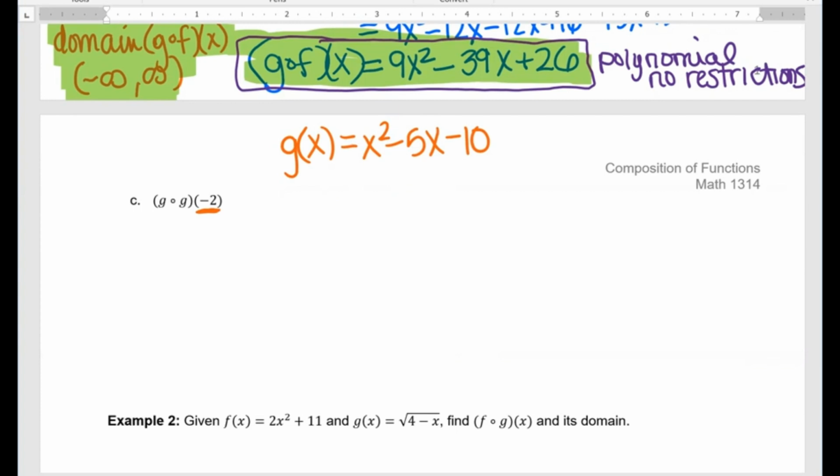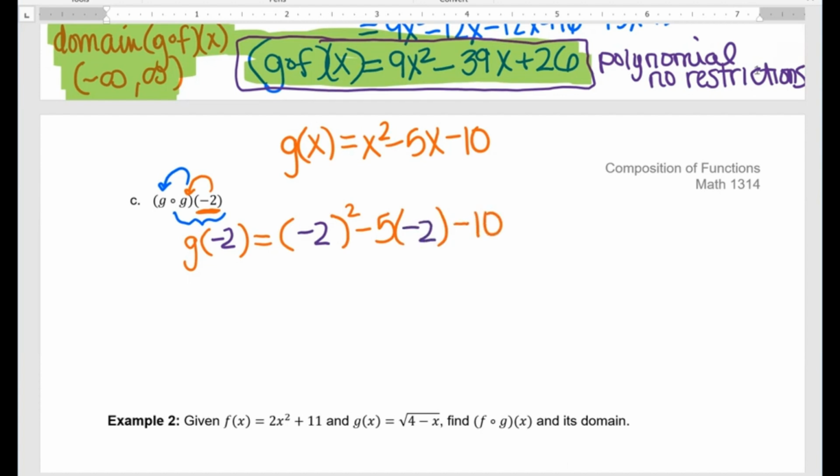Okay? So this -2 is going to get plugged into g. And then g is going to get plugged into itself. I know this sounds super weird, just bear with me. Here they are asking us to find g of -2. Okay. So we can find g of -2. We've done this multiple times before. Instead of x squared, we're going to have -2 squared. Minus 5, instead of times x, we'll have times -2. Minus 10.